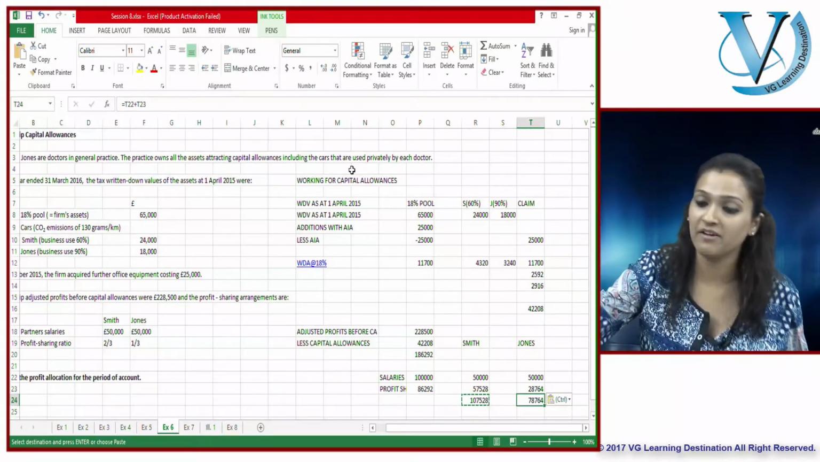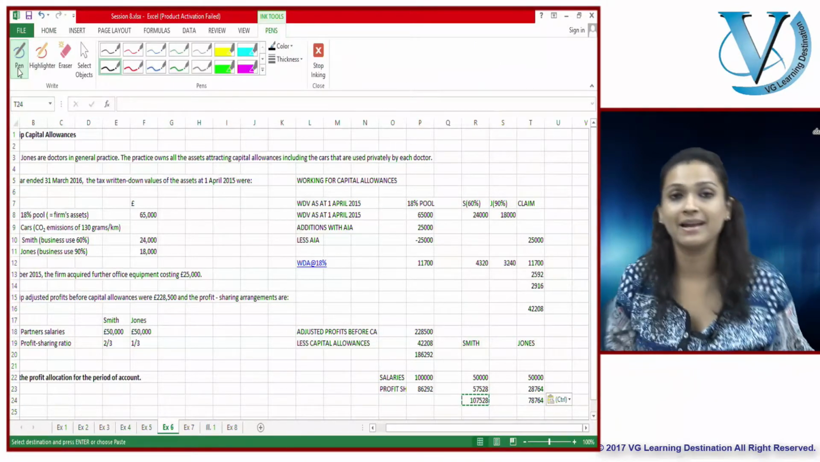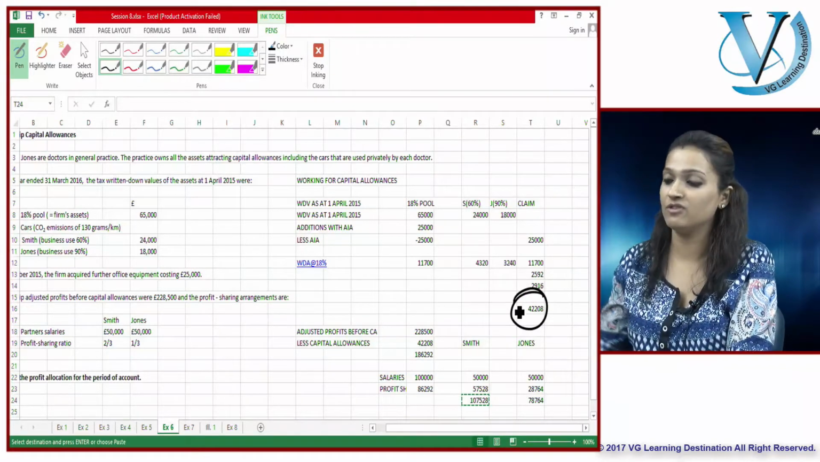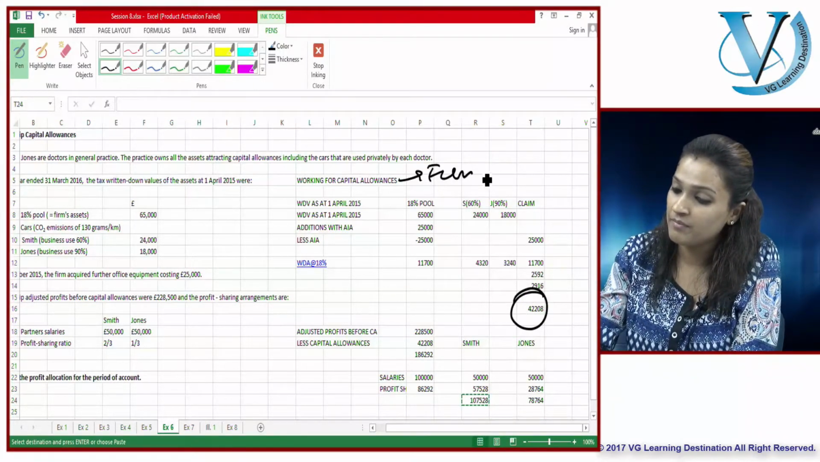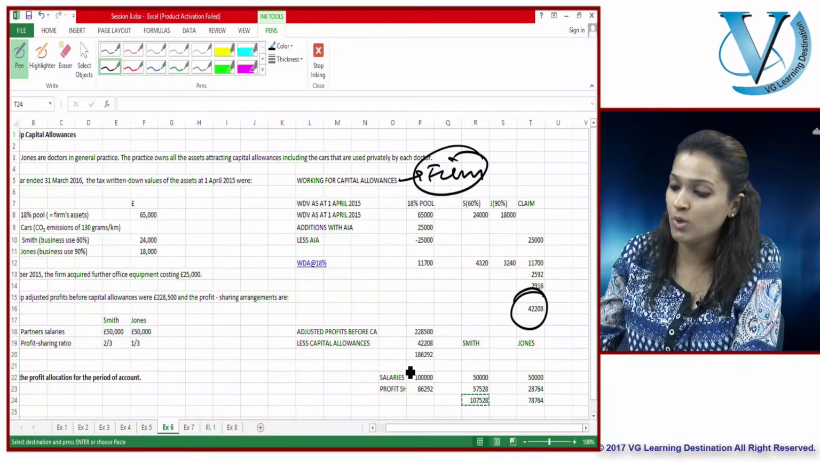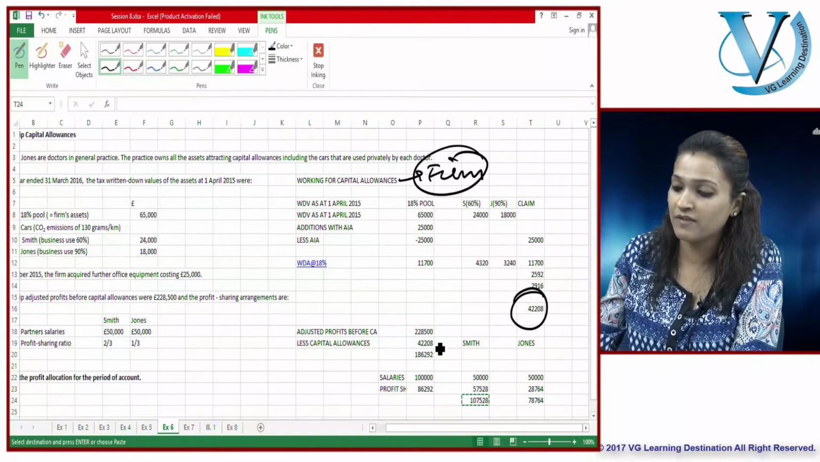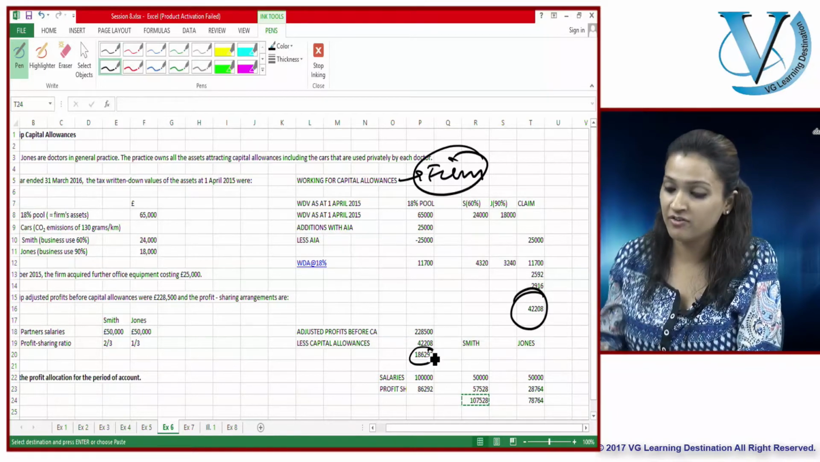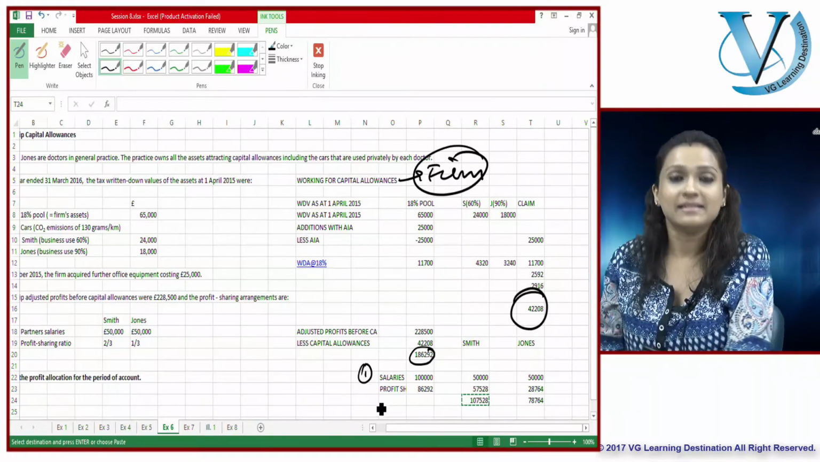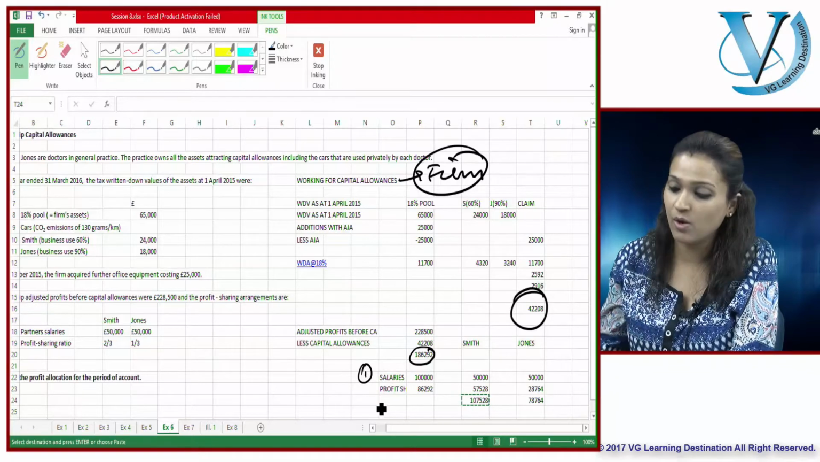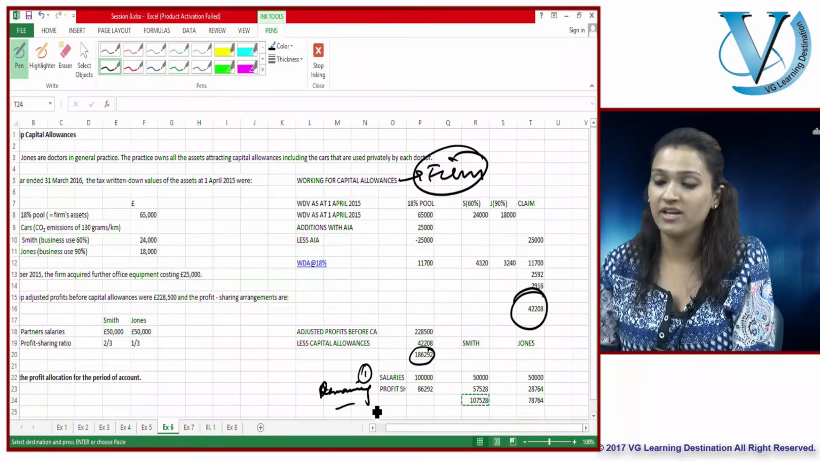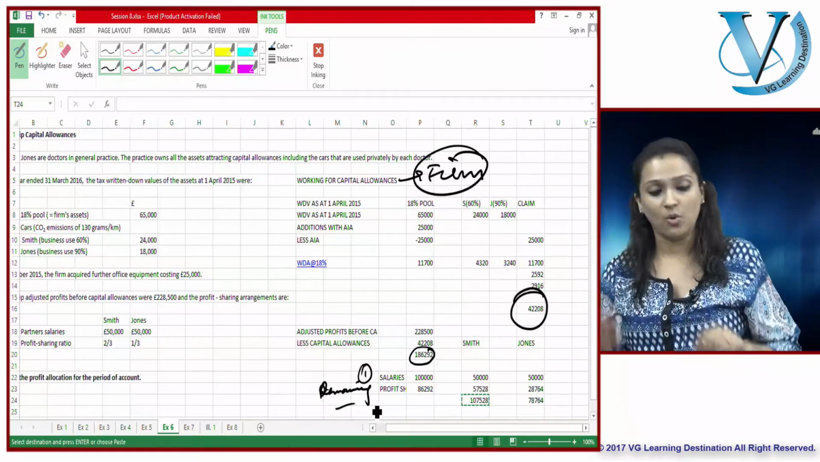Very simply, what I have done when I am given capital allowances in such a question, I first calculate the capital allowances claim for the entire firm. Thereafter, I reduce from the total profits the amount of capital allowances. This is profit left to be bifurcated in the profit sharing ratio. First as salaries, second as interest on capital if it was given in the question, and the remaining as in the profit sharing ratio given in the question.